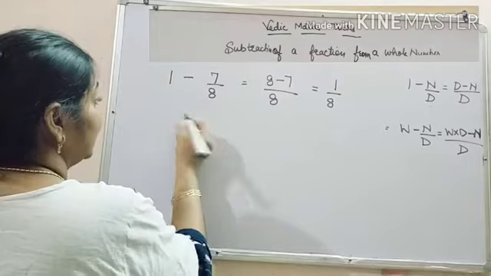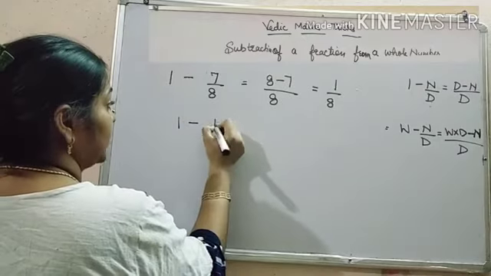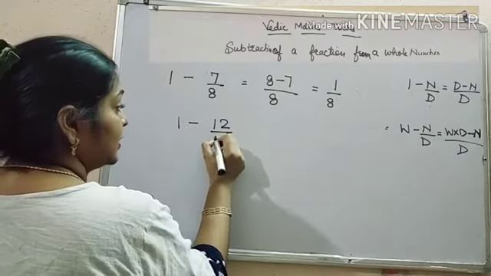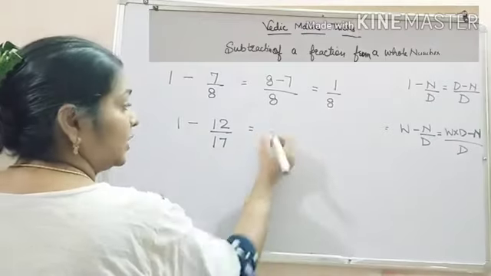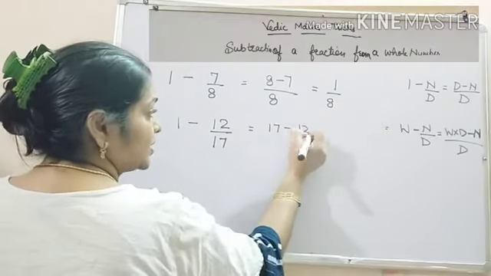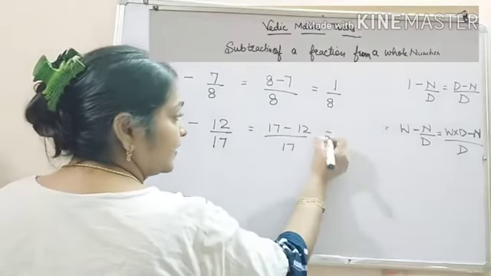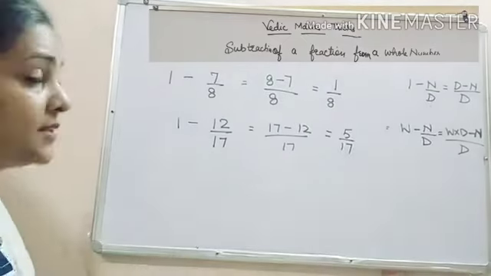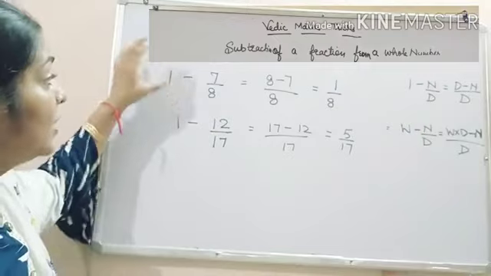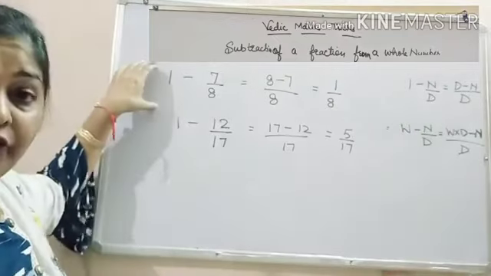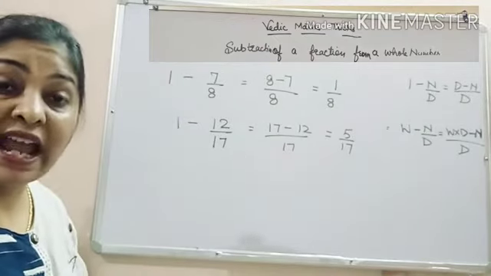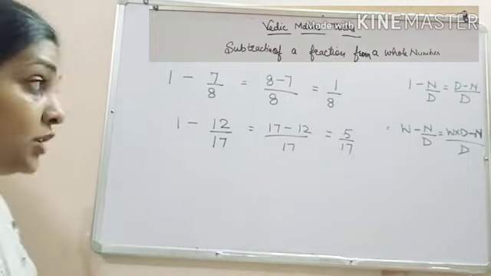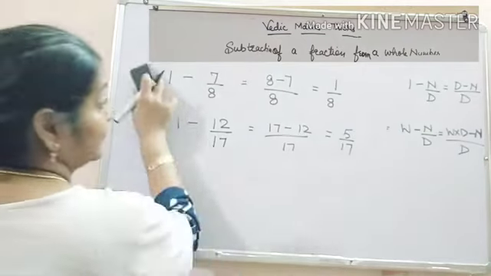Now let us take one more example. 1 minus 12 by 17. It will be 17 minus 12 upon 17, that is 5 by 17. So it is very easy because we have to subtract the fraction from 1. But what if we have another whole number? So let us try that also.